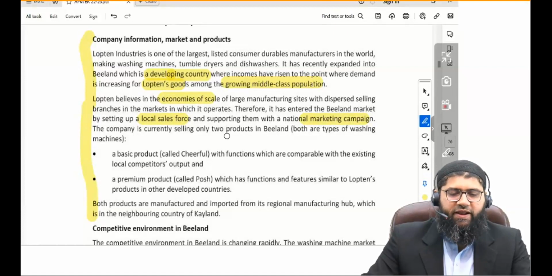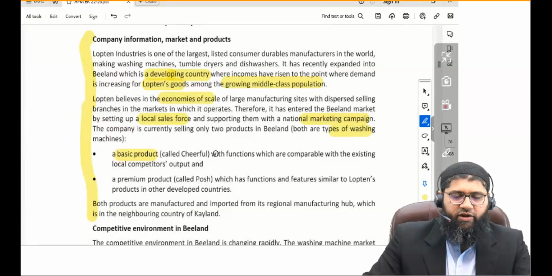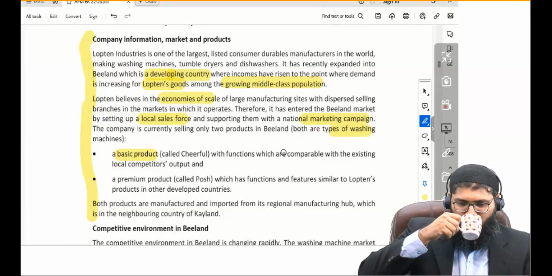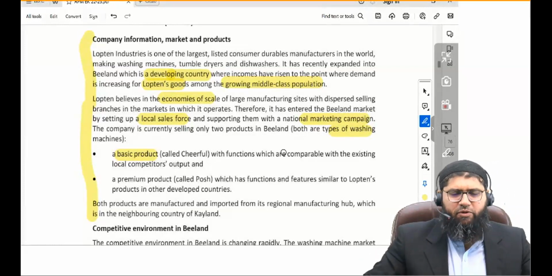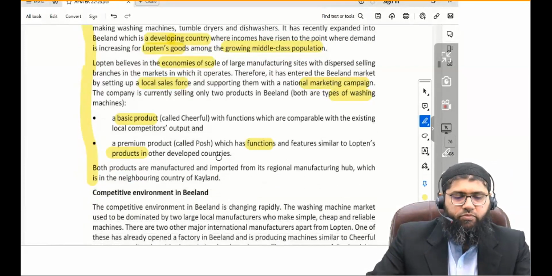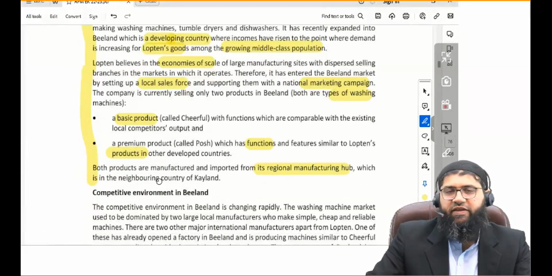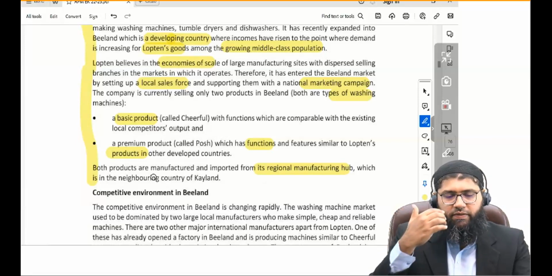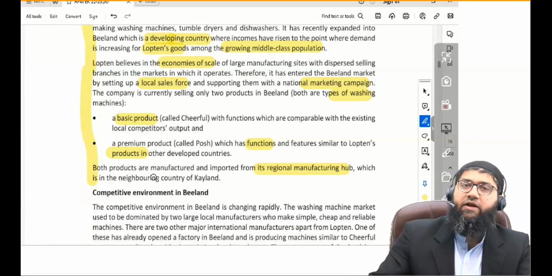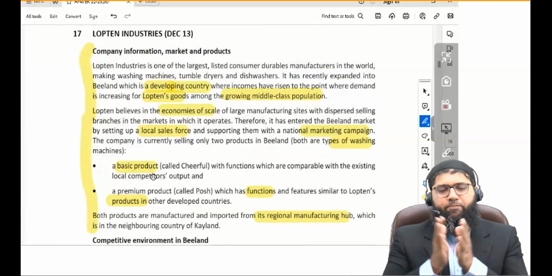The company is currently only selling two products in B land. Both are different types of washing machines. A basic product called Cheerful, with functions comparable with the existing local competitors' output, and a premium product called Posh, which has functions and features similar to Lopton's products in other developed countries. Both products are manufactured and imported from its regional manufacturing hub, which is in the neighboring country of Kayland.